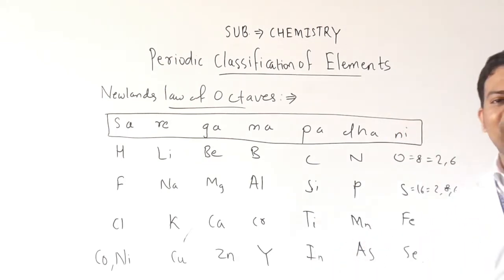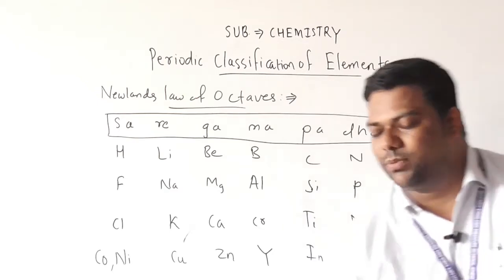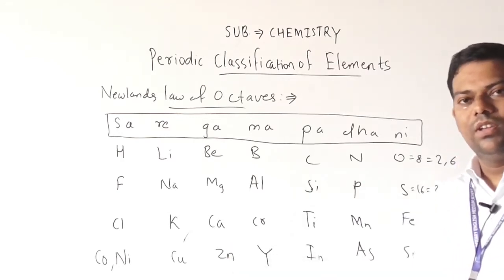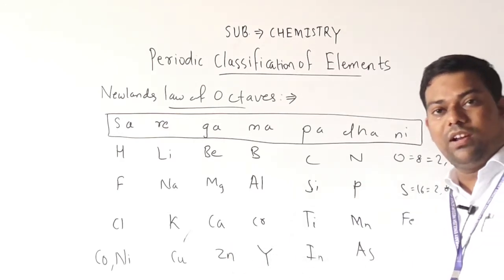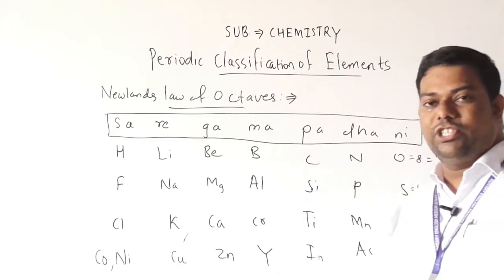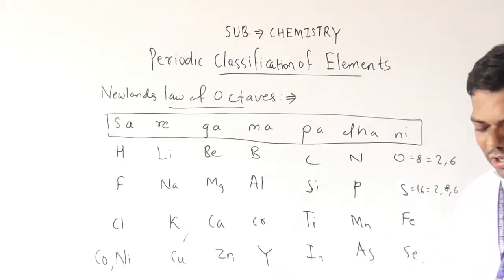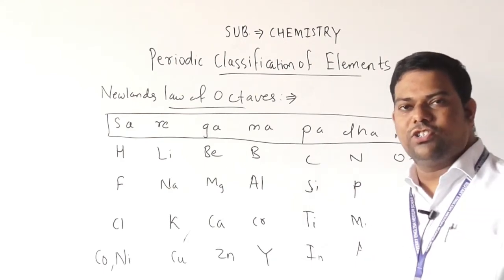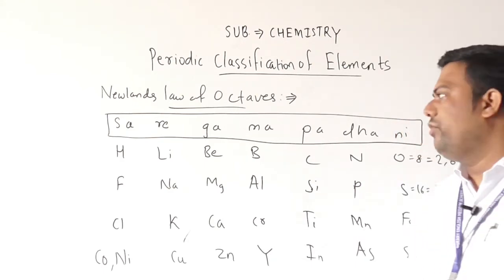Second, we can write here, the law of octaves was applicable only up to calcium, and after calcium every eighth element did not possess properties similar to that of the first element. After calcium, it does not show a similar repetition of chemical or physical properties. So after that, this theory, Newland's law of octaves, also failed.